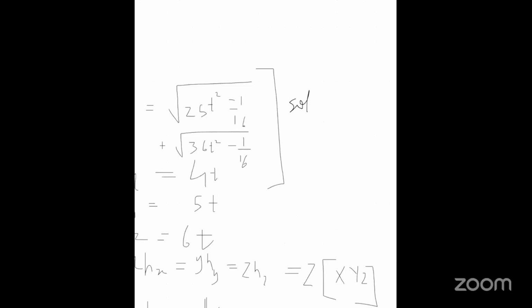We have 4t is equal to the square root of y squared minus 1 over 16, right? So it's the square root of 25t squared minus 1 over 16, plus the square root of 36t squared minus 1 over 16. And this is manageable. This is something you can solve. It's just an equation in one variable. So you can square it up and try to solve this for t.